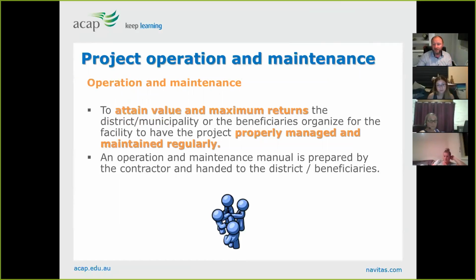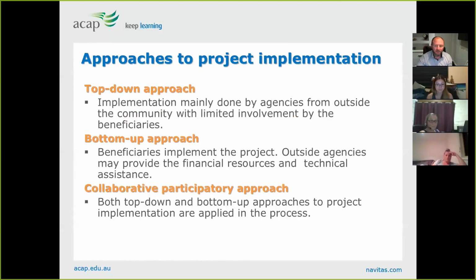So, operation and maintenance: to obtain value and maximum returns, the project needs to be properly managed and maintained regularly. Approaches to project implementation: top-down approach, mainly done by agencies from outside the community with limited involvement by beneficiaries. A bottom-up approach, where beneficiaries implement the project, and outside agencies may provide the financial resources and technical assistance. And a collaboration or participatory approach, where top-down and bottom-up project implementation are both applied in the process.